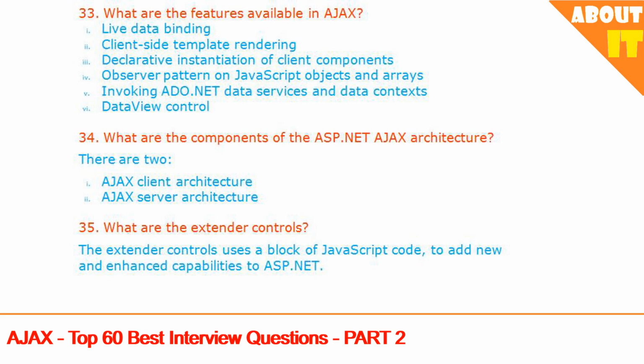34. What are the components of the ASP.NET AJAX architecture? There are two: AJAX Client Architecture, AJAX Server Architecture. 35. What are the extender controls? The extender controls use a block of JavaScript code to add new and enhanced capabilities to ASP.NET.